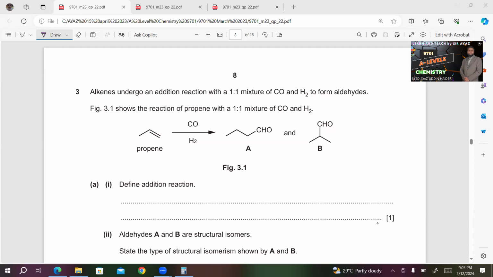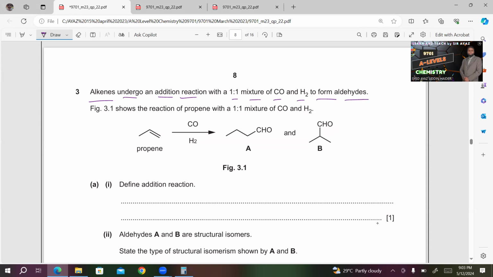Question number 3. Alkenes undergo an addition reaction with a 1:1 mixture of CO and H2 to form aldehydes. Figure 3.1 shows the reaction of propene with a 1:1 mixture of CO and H2. So propene, we have product A, product B, CO and H2 is added. Define addition reaction. It's a reaction in which two or more compounds react to form one product.